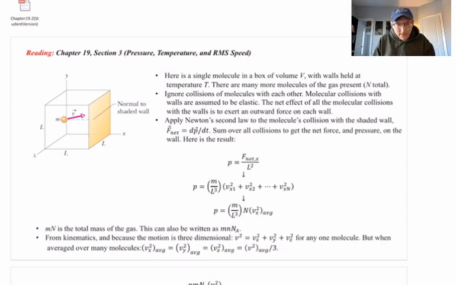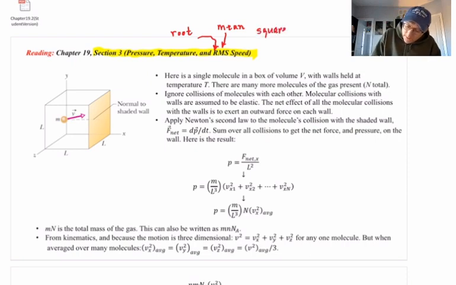We'll start with section 3 in chapter 19, where we're going to relate the pressure of a gas, certainly something measurable with a pressure gauge, the temperature of a gas, measurable with a calibrated thermometer, and what's called RMS speed. Now that's already our first bit of technical jargon. RMS is an acronym where the R stands for root, as in square root. The M stands for mean, as in average. And the S stands for square, as in the exponent squared. And of course, speed means that property that we studied last semester, the magnitude of velocity.